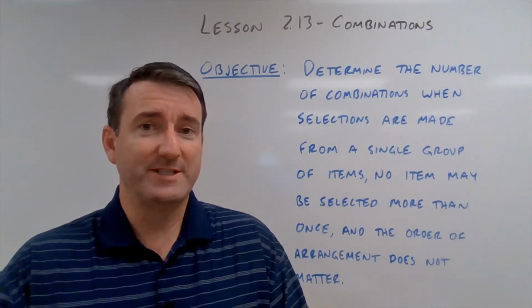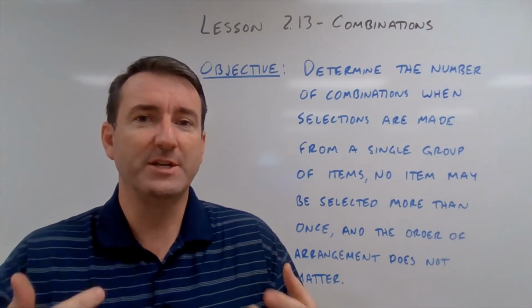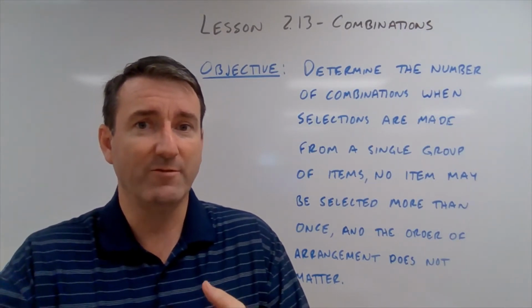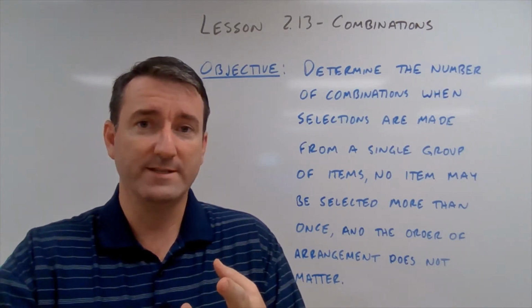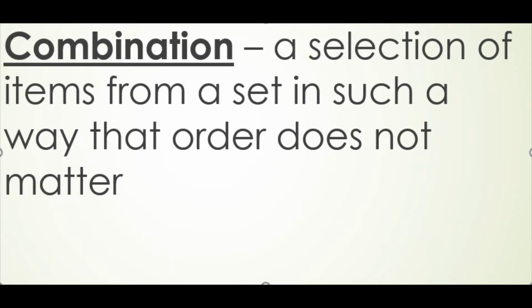Lesson 2.13, combinations. Our objective for this lesson is to be able to determine the number of combinations when selections are made from a single group of items, no item may be selected more than once, and order does not matter. So let's start by defining combination. A combination is a selection of items from a set in such a way that order does not matter.